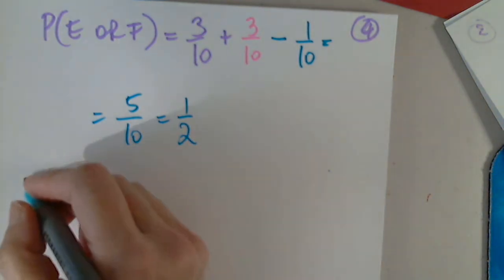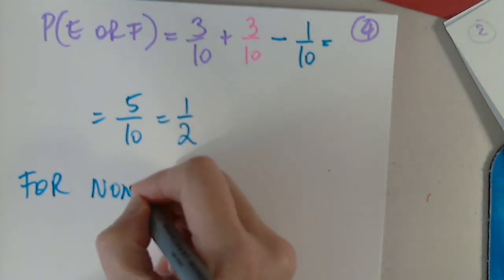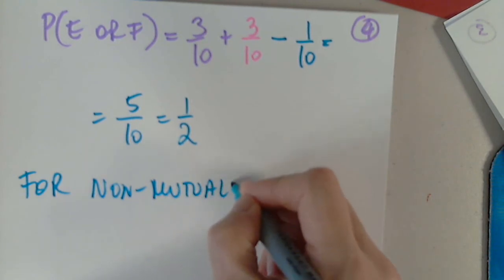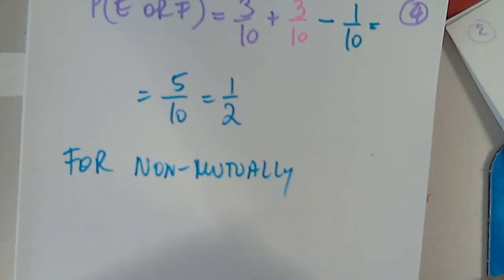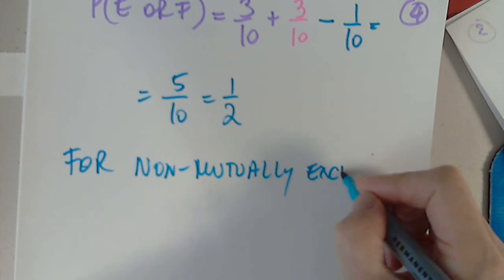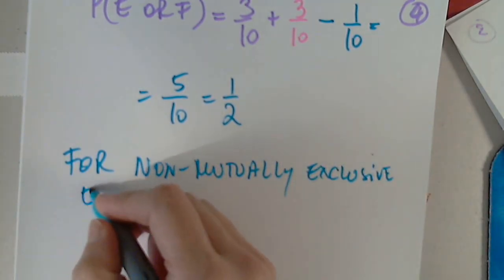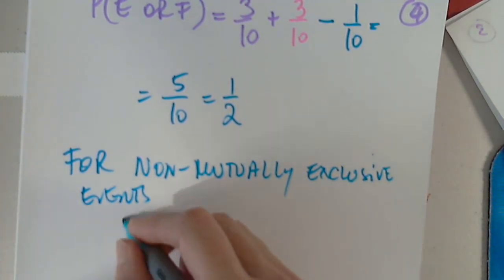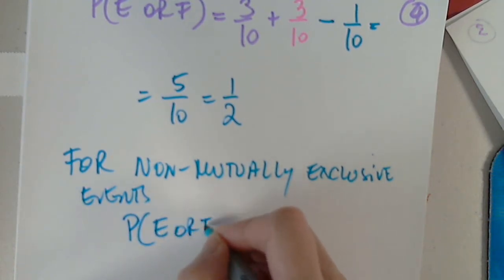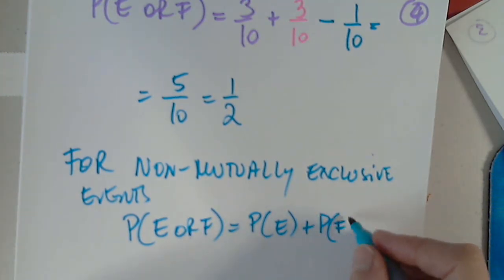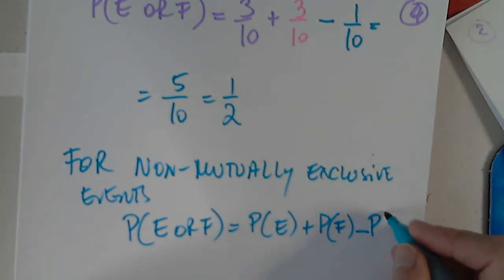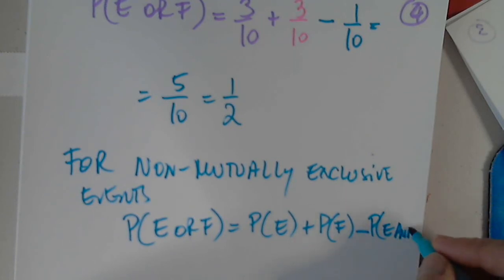So for non-mutually exclusive events, see, we use both interchangeably, disjoint or mutually exclusive events. The probability of E or F is the probability of E plus the probability of F minus the probability of E and F.